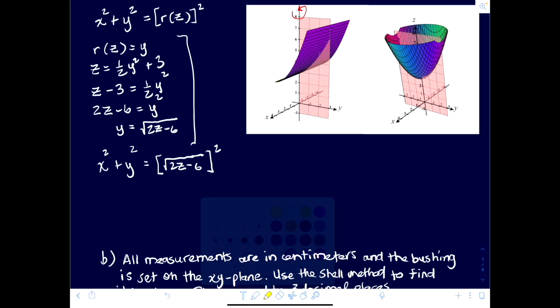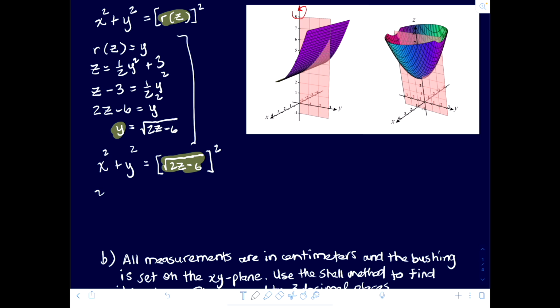So y is r at z and happens to be this value here, the square root of 2z minus 6. So coming back, we would just have x squared plus y squared is equal to 2z minus 6. And making it look pretty, that would give us x squared plus y squared minus 2z plus 6 is equal to 0.